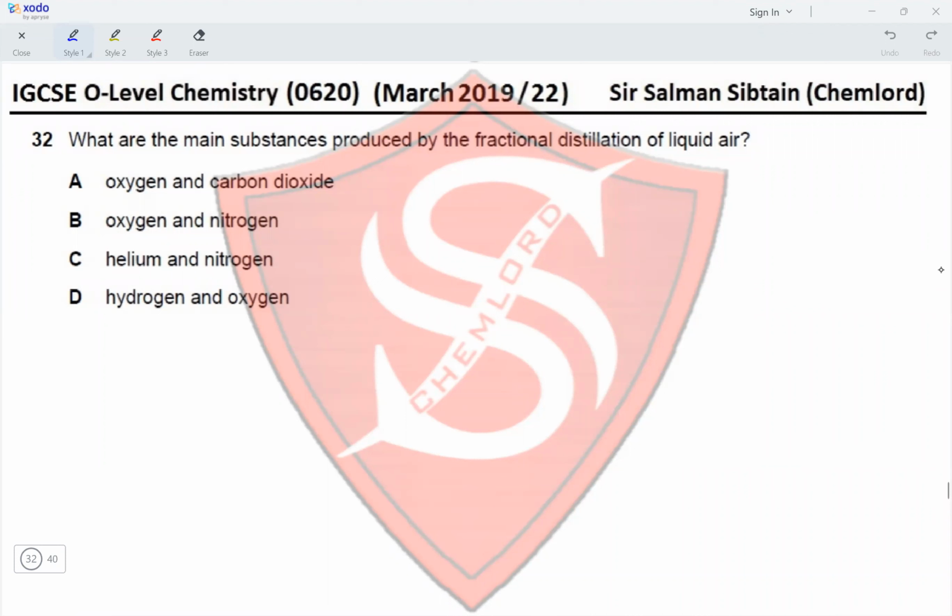Question 32. What are the main substances produced by the fractional distillation of liquid air? Air primarily consists of nitrogen and oxygen as the key gases. So fractional distillation of liquid air would produce liquid oxygen and liquid nitrogen. We have oxygen and carbon dioxide. Carbon dioxide is incorrect. We have oxygen and nitrogen. This is correct. We have helium and nitrogen. Helium is incorrect. We have hydrogen and oxygen. Hydrogen is incorrect. So this makes option B the correct option for this question.